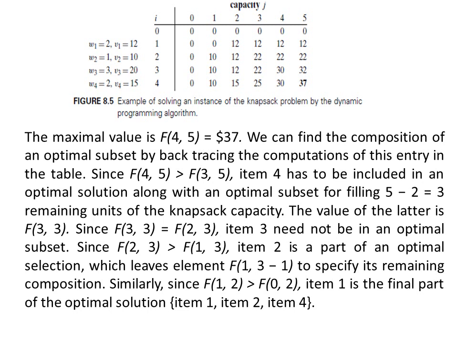Now check in column number 2. So here we have to check 1, 2 and 0, 2 now. The 1, 2 value is 12. The 0, 2 value is 0. 12 is greater than 0. That means item 1 is included in the knapsack. So item 1, item 2 and item 4 are included in the knapsack. This is the dynamic programming solution for the knapsack problem.